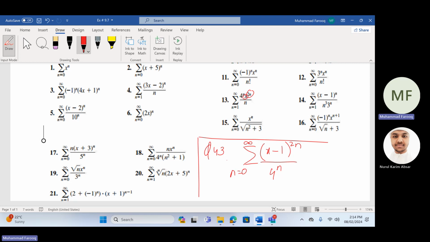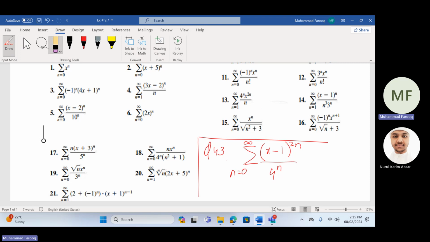13 and 43 have the same concept: they have a square, with n they have power 2. But it's only x, so you get only the absolute value of x. That's why I want some number here, so that you can practice. Anyway, please go ahead and apply here on question 43.